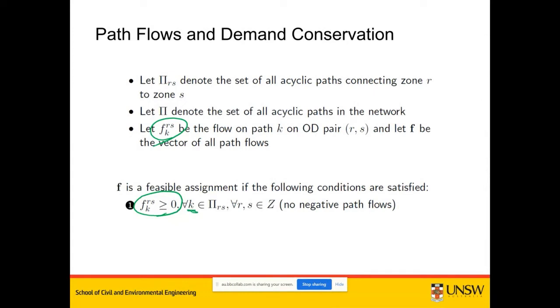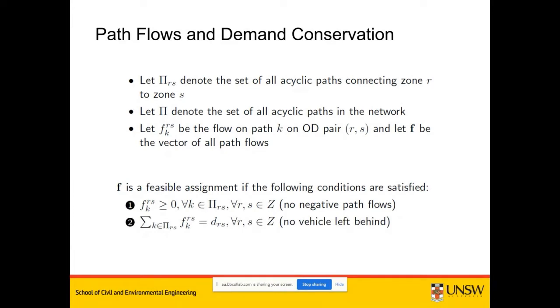For all the k, all the paths that belong to Pi_RS, which is the set of the acyclic paths, for all the RS, all the origin and destinations, being the set of the centroids as we defined earlier.